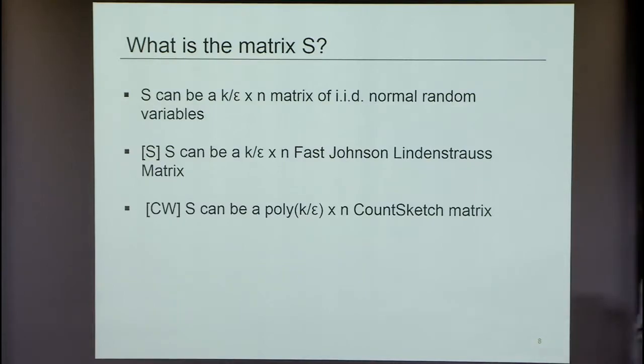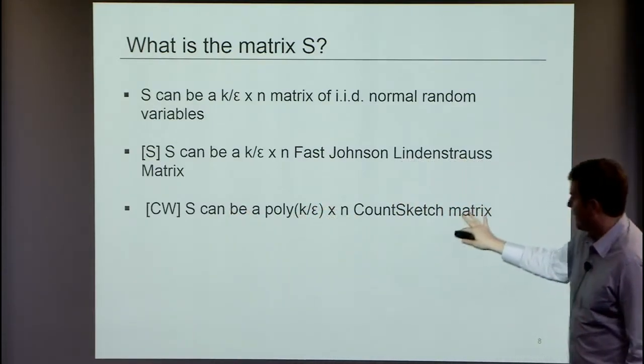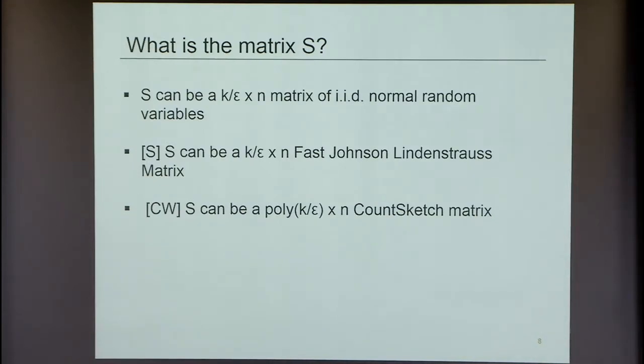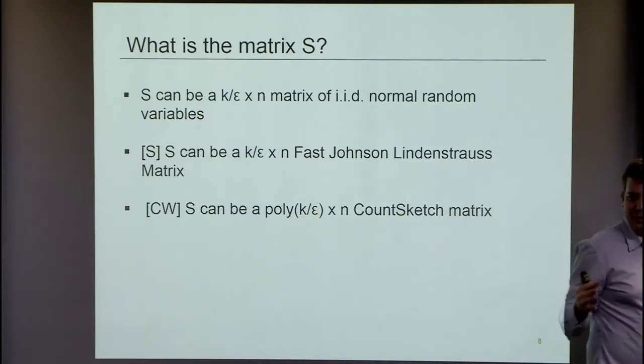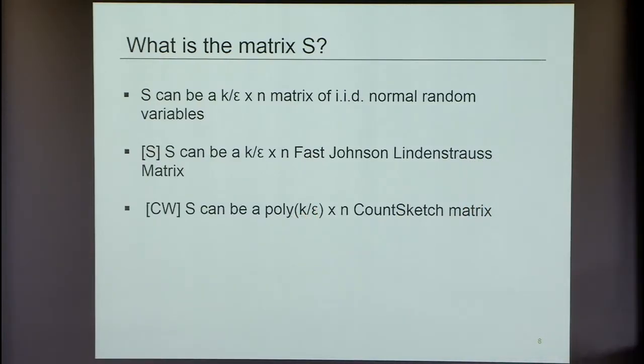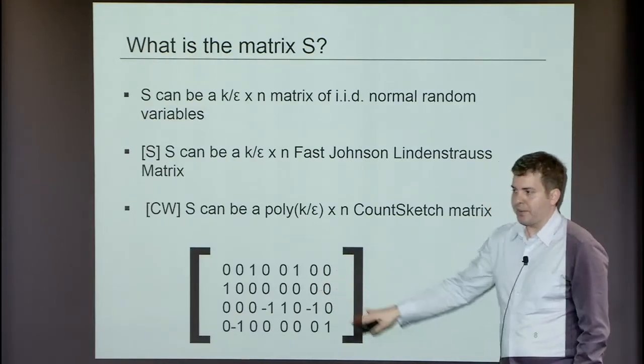So what we showed is that instead, if S is a poly k over epsilon by n count sketch matrix, then this sketch and solve paradigm using this S still works. So here the number of rows is slightly larger. Think of poly k over epsilon as being k over epsilon squared. But still this goes into the lower order term. The nice thing about this count sketch matrix is that it's very sparse.